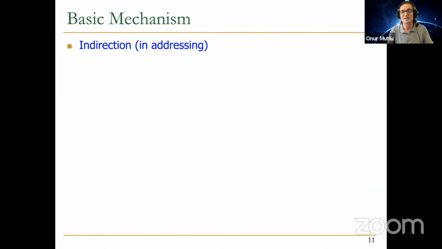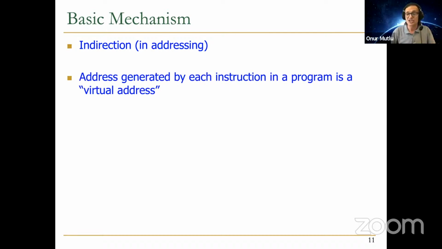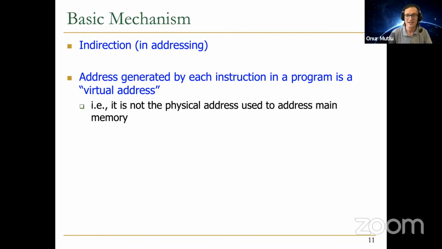So the basic mechanism is indirection, essentially. Basically, as opposed to having direct physical addresses, we're going to have indirection in addressing main memory. So the address generated by each instruction in a program is a virtual address. So it's not going to be a direct physical address. In other words, it's not the physical address used to address main memory. This is also called the linear address in x86. Virtual address is the linear address in x86. You will see some pictures of it later on.